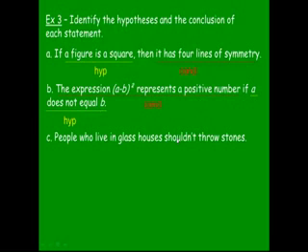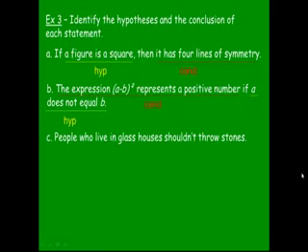Okay, this guy. People who live in glass houses shouldn't throw stones. No if, no then. So we need to think about this and write it as an if-then statement. So, let's see. What if I said, if people live in glass houses, then they shouldn't throw stones, right? Is that basically what that's saying? If you live in a glass house, you shouldn't throw stones. So I'm going to use that to identify the hypothesis and the conclusion.